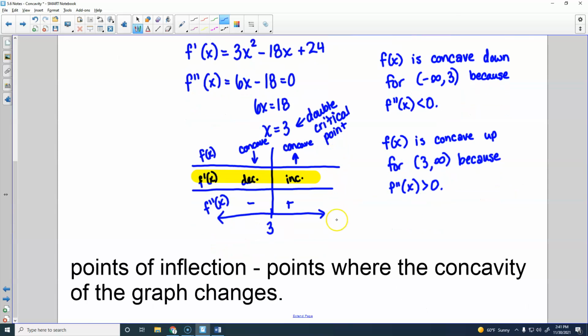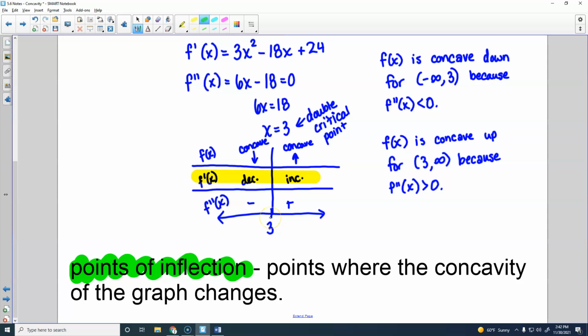All right, and so a piece of terminology that you need to know here that you will definitely see on the AP exam is a point of inflection. Points of inflection are points where the concavity of the graph changes. Yes, there is one on the FRQ that you did not know how to do until now. So now you should be able to do that part. So at 3 right here, we would have a point of inflection.